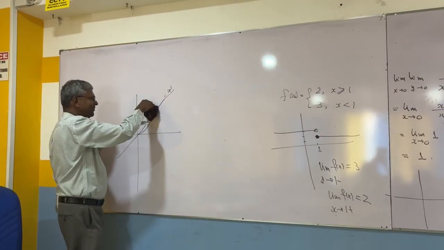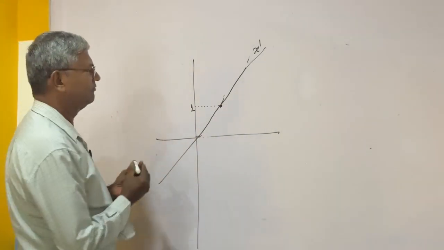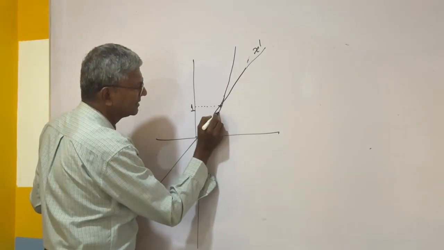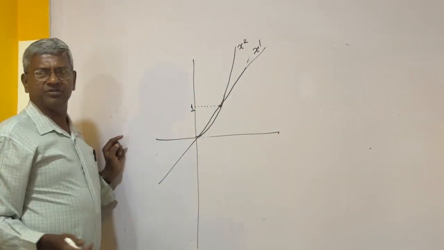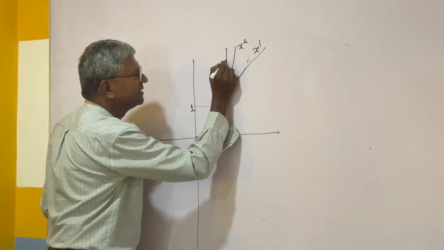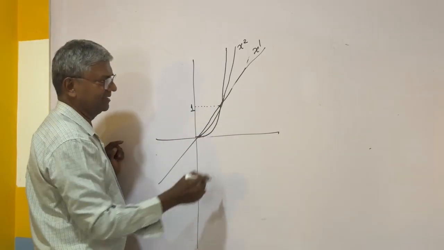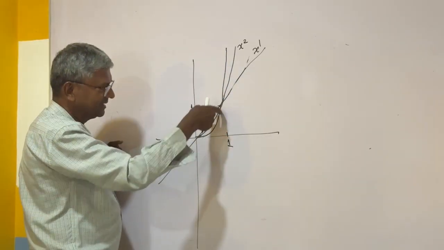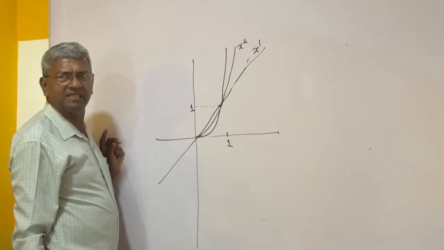Too straight, cannot draw the next one. See, from here. This is x to the 2. X to the 3 comes here. This is 1. X to the 4 comes here. So then what will be the limit? The 1 minus limit.